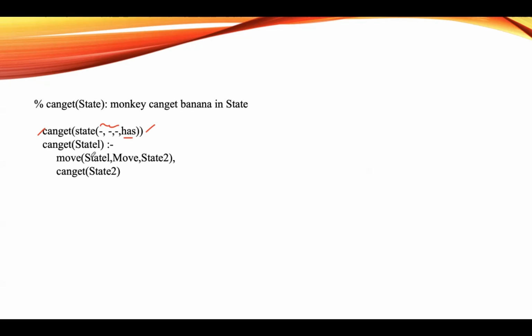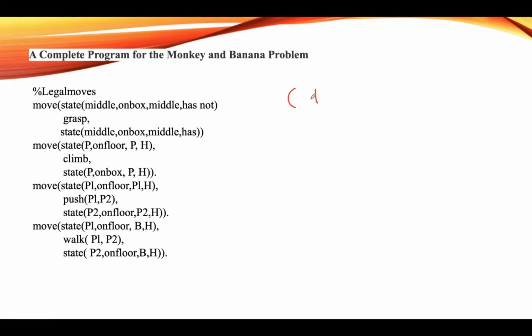In the initial state, the monkey is at the door, the box is at the window, and the monkey has no banana. So this canget of state 1 returns false. Now we should execute possible moves until the monkey gets the banana. So what is our initial state? Our initial state is: the monkey is at the door, and the monkey is on the floor.